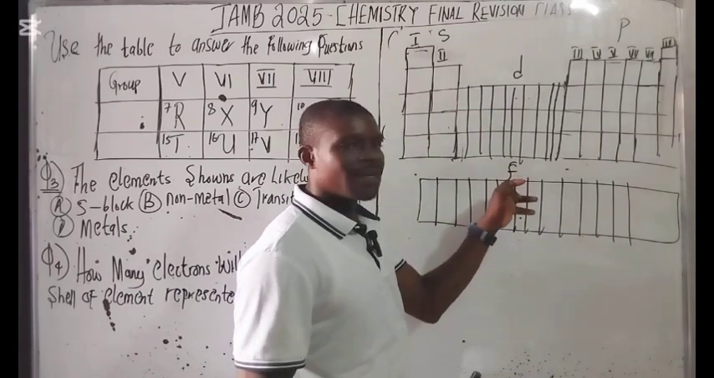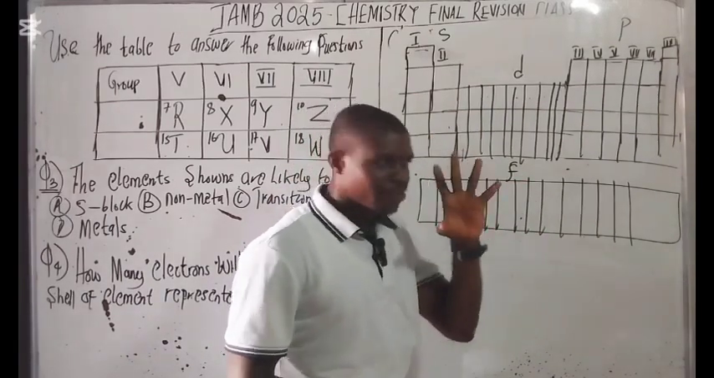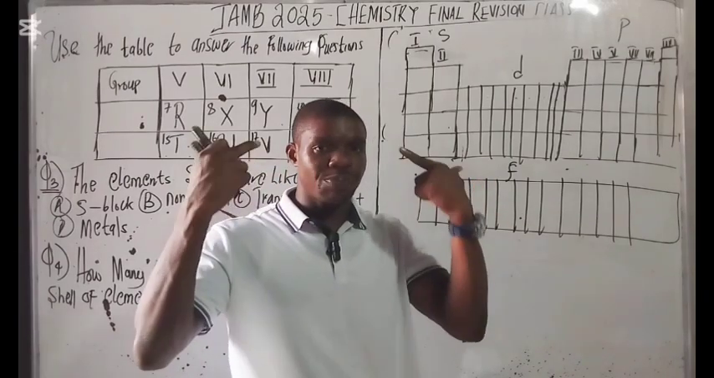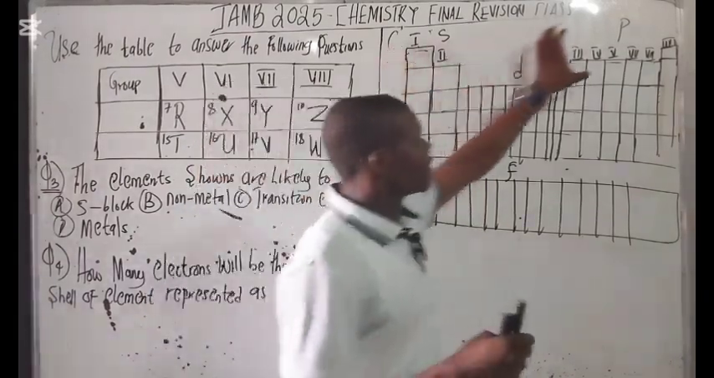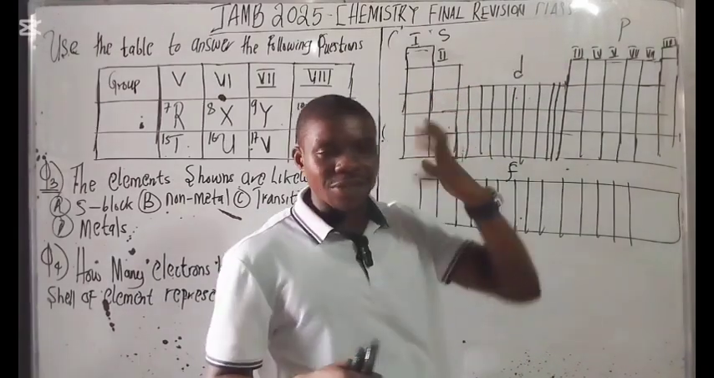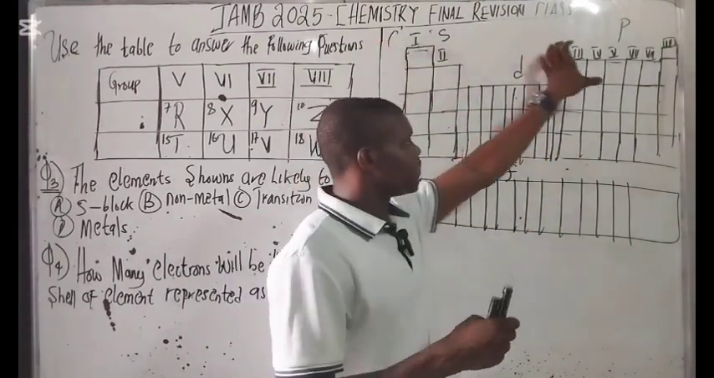Why is it called inner transition metal? Just now in your JAMB examination, their focus will be on the S block, the P block, and the D block, less of the D block. But we are going to see more of the S block and the P block here.